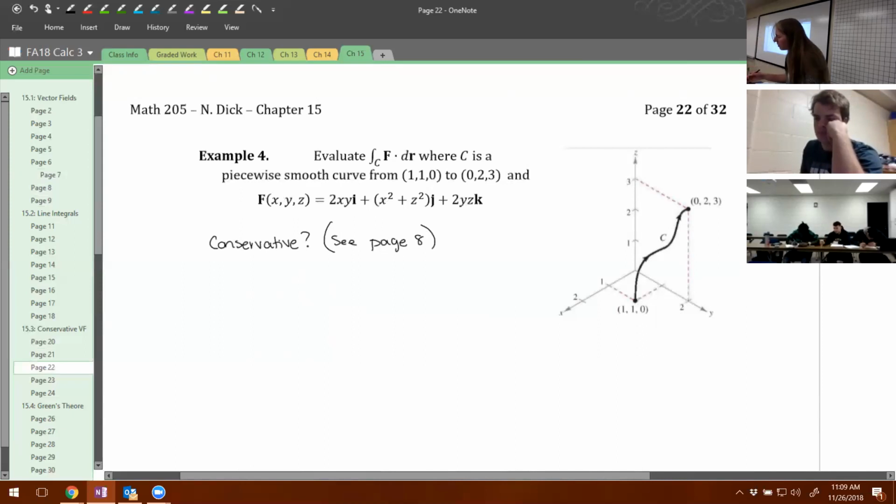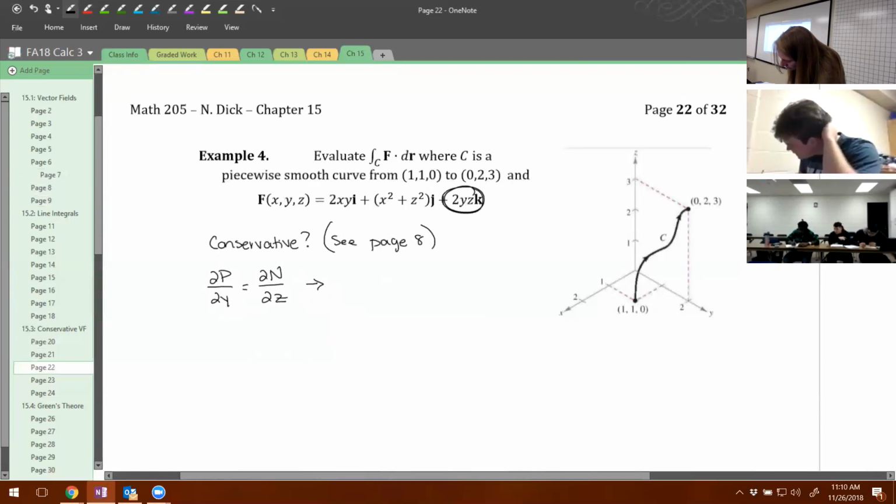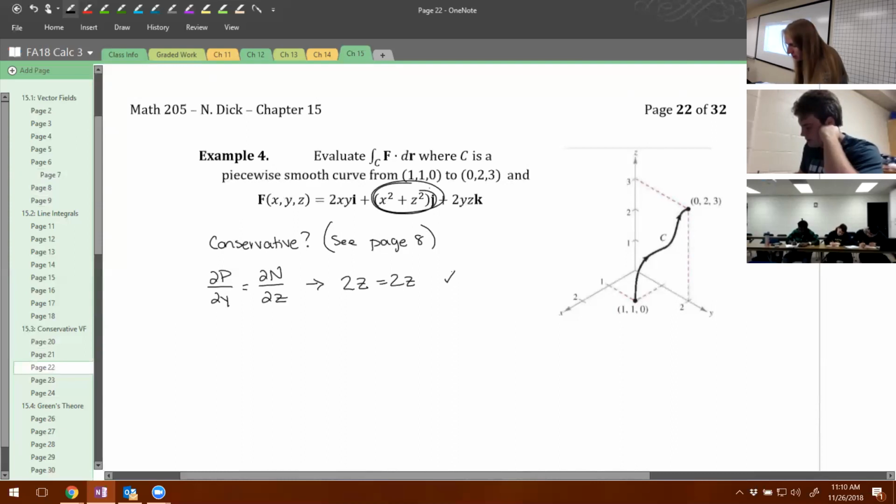Okay, so we need the partial of p with respect to y. We want to see if that is equal to the partial of n with respect to z. So let's see if that happens. What is the partial derivative of p with respect to y? 2z. And then the partial of n with respect to z is also 2z. That's what we wanted.